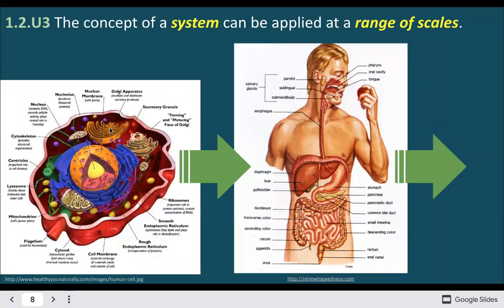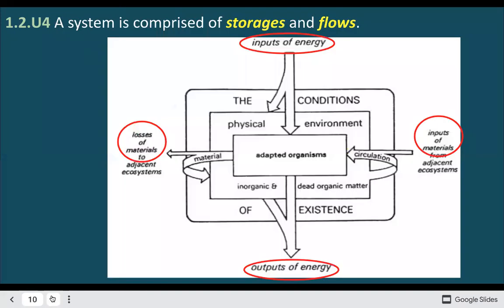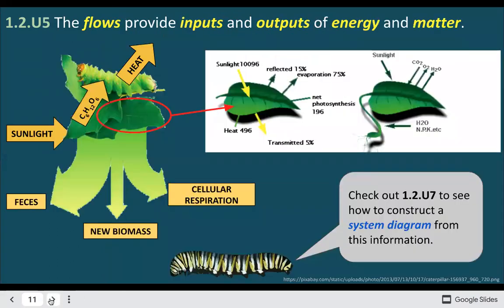And then, of course, we can use that at different scales, right? In the human body, going from cells to digestive systems, to the system of society, right? Even to the entire Earth as a system. So again, storages and flows. Here we have energy coming in and energy coming out, and then materials coming in and materials coming out. So this would be an open system, right? Both matter and energy coming in and out.